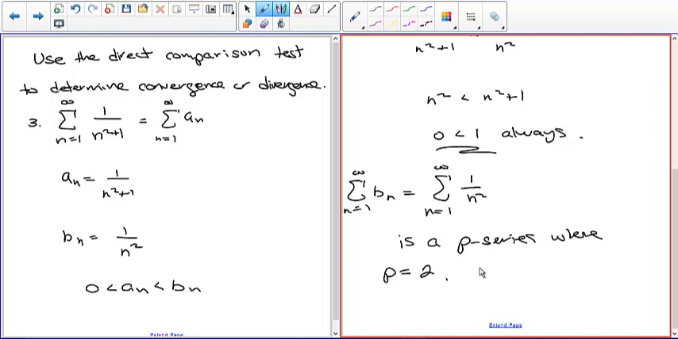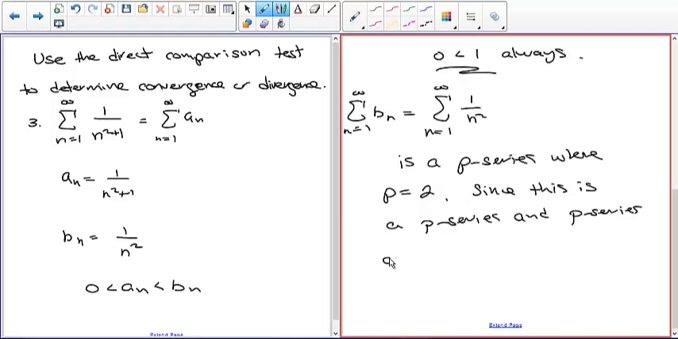So since this is a p-series, and p-series converge when p is greater than 1, then the summation from n equals 1 to infinity of 1 over n squared converges.